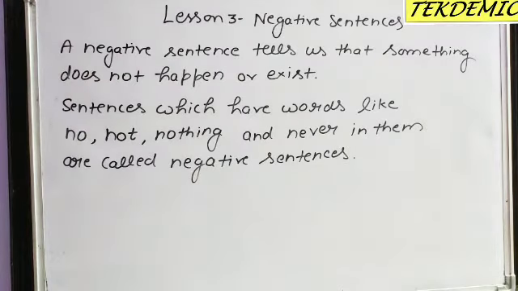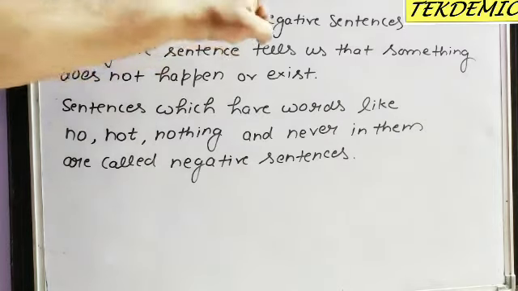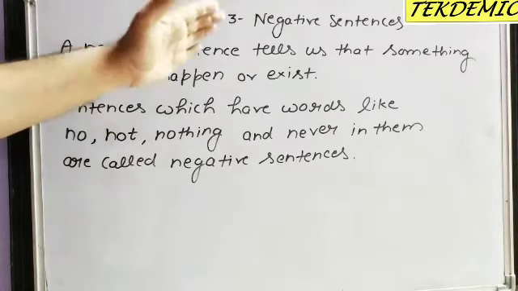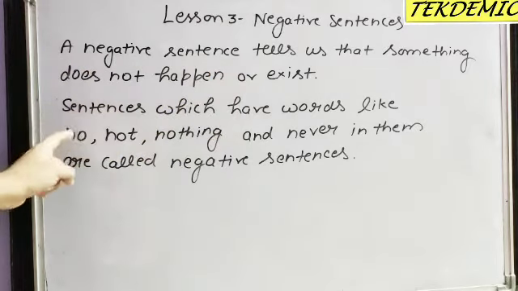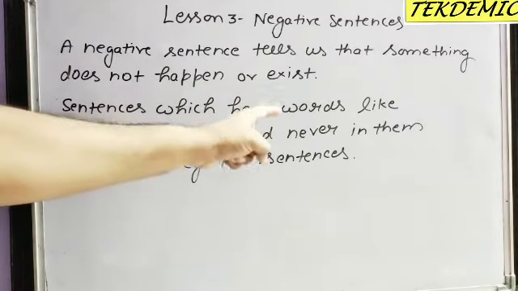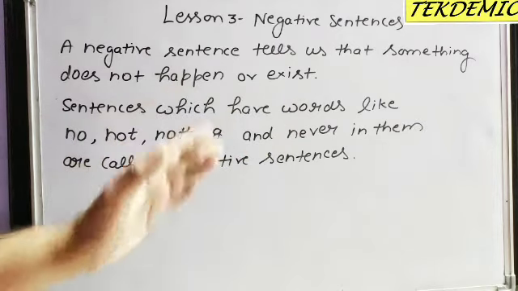So children, now you came to know what is a negative sentence. A negative sentence tells us that something doesn't happen or exist. Sentences which have words like no, not, nothing and never in them are called negative sentences.